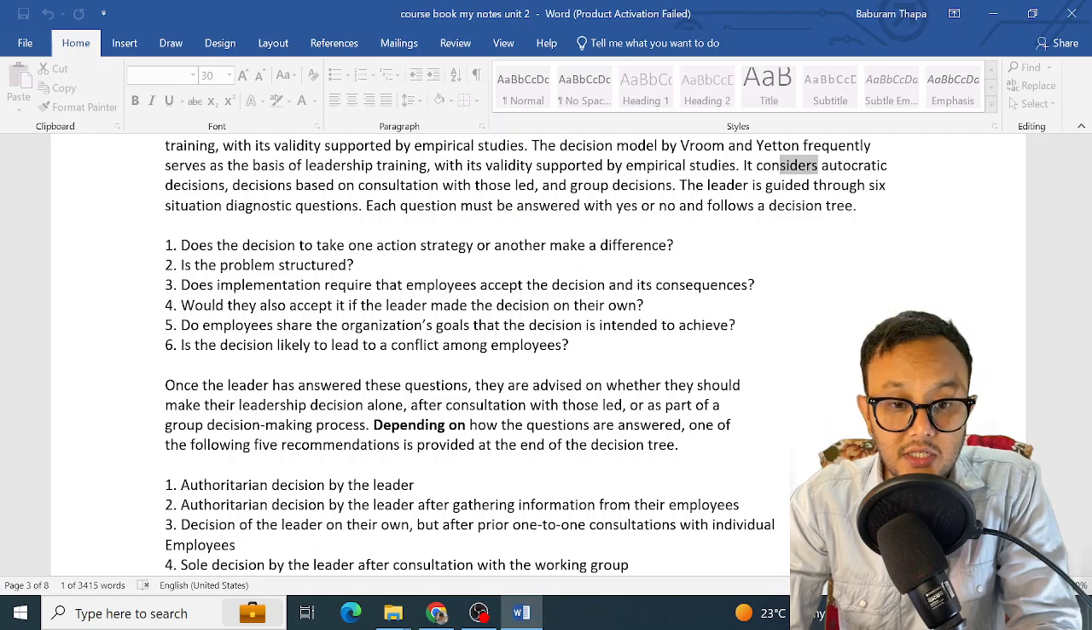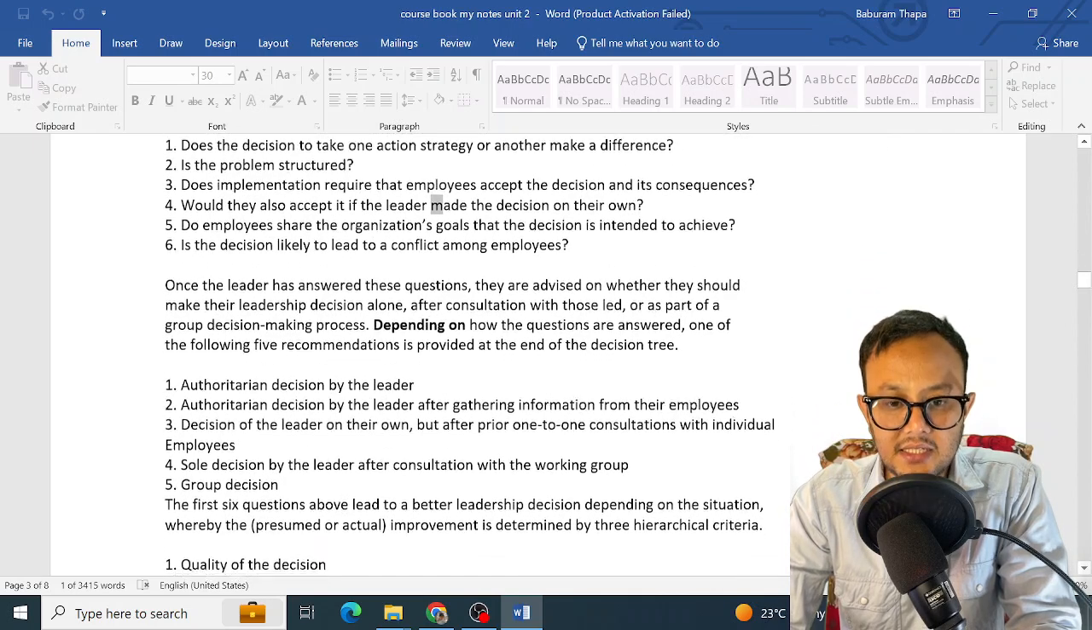The first one: does the decision to take one action strategy or another make a difference? Is the problem structured? Does the implementation require that employees accept the decision and its consequences? Would they also accept it if the leader made the decision on their own? Do employees share the organization's goal that the decision is intended to achieve? Is the decision likely to lead to a conflict among employees?